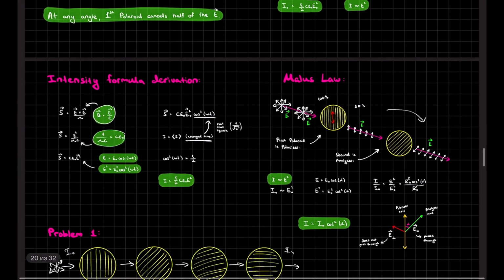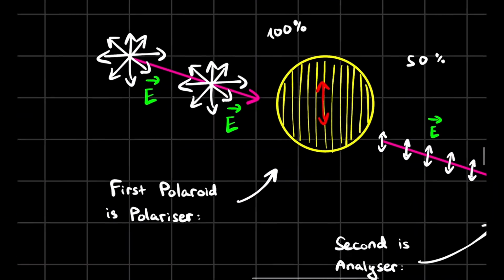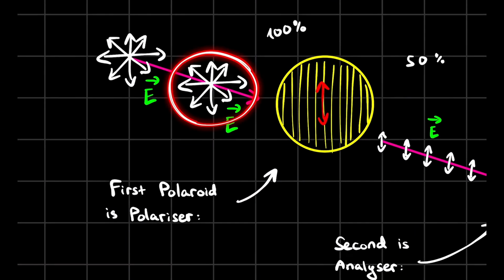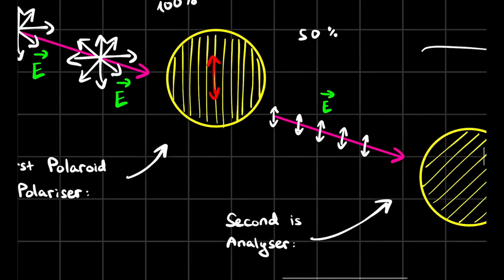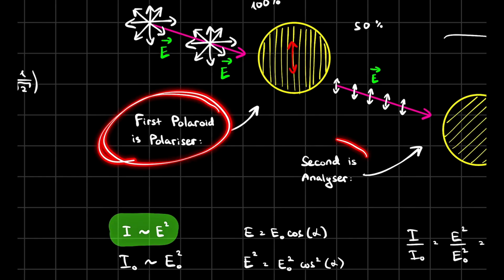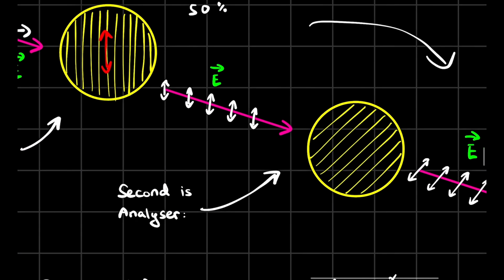Okay, good. Let's head back to Malus's law. So look at this one. As I have said before, we have many directions like this one. It is 100% at the very beginning. After passing through the polarizer, it will be 50% anyway, as I have said. The first one is the polarizer, the second one is the analyzer. Okay, what's the problem with the analyzer?